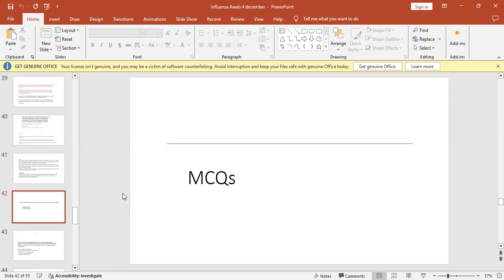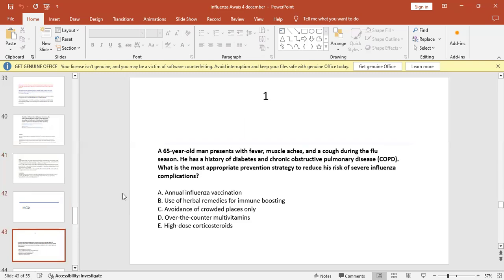Now, the time for the MCQs. The first MCQ is: a 65-year-old man presents with fever, muscle aches, and a cough during the flu vaccine season. He has a history of diabetes and chronic obstructive pulmonary disease. What is the most appropriate preventive strategy to reduce the risk of severe influenza complications? Whether in or annual influenza vaccination, use of herbal remedies for immune boosting, avoidance of crowded places only, over-the-counter multivitamins, and high-dose corticosteroids? Which is the correct option? A. Yes, A is the correct option.